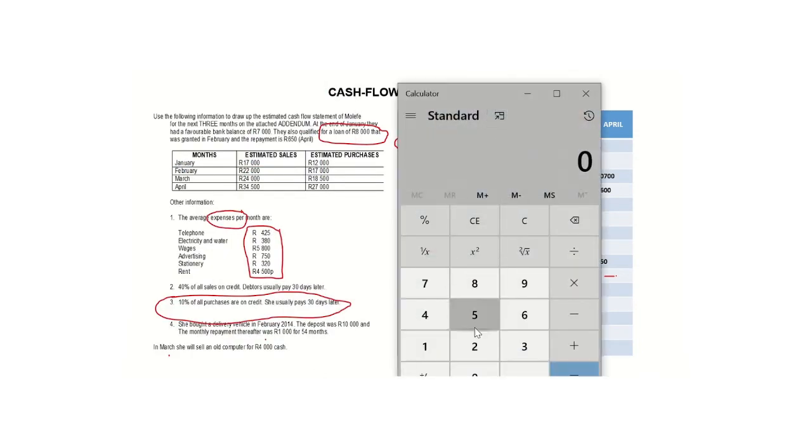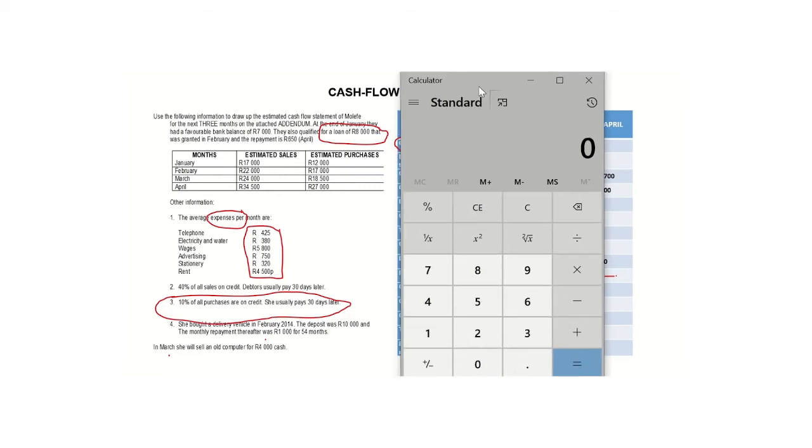Then we're going to add our expenses. So our expenses is 425 plus 380 plus 5800 plus 750 plus 320 plus 4500.